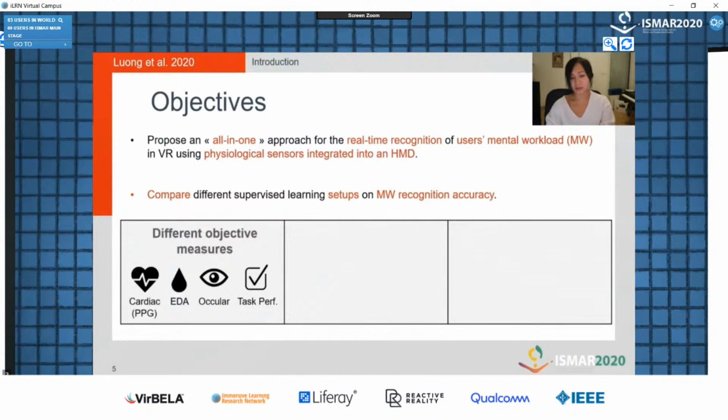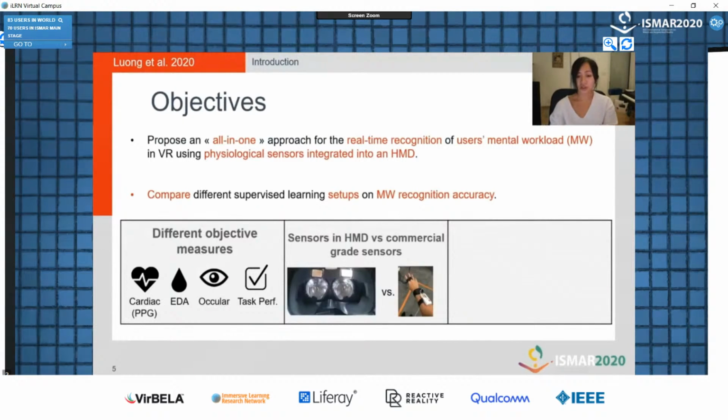First, we wanted to see which sensor works best to recognize the user's mental workload. So we trained different mental workload recognition models using the sensors taken individually and using different associations of sensors. We wanted to see which one was the most performant, so which one was the most important for the mental workload recognition model. We also wanted to check if integrating sensors directly into the VR HMD impacted the recognition accuracy compared to using commercial-grade sensors, using here, for example, Biopac sensors.